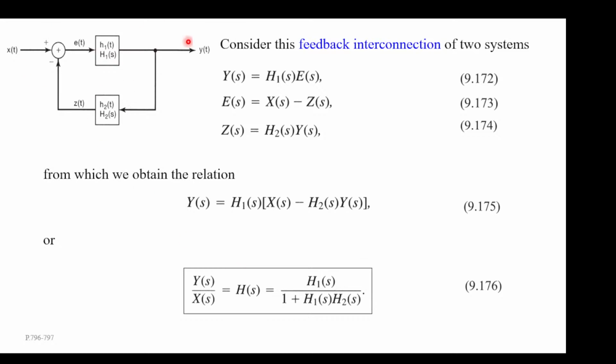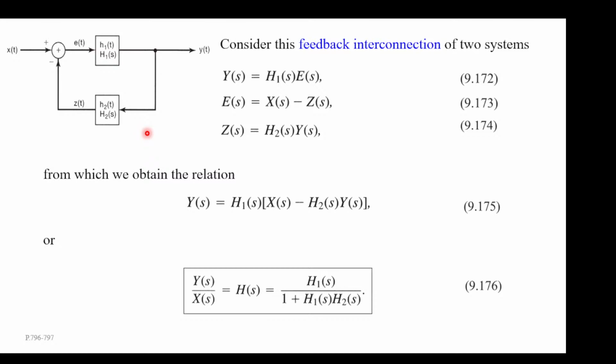Then you see that the system function of this feedback interconnection is H1(s) divided by 1 plus H1(s) H2(s). So you can put whatever system here and get this very nice closed form expression for the system function of this whole feedback interconnection. Any questions so far?